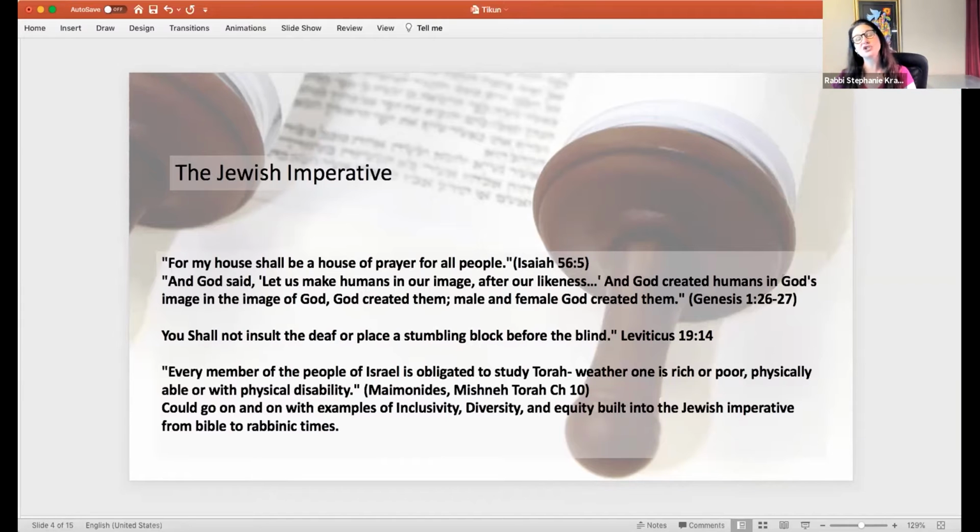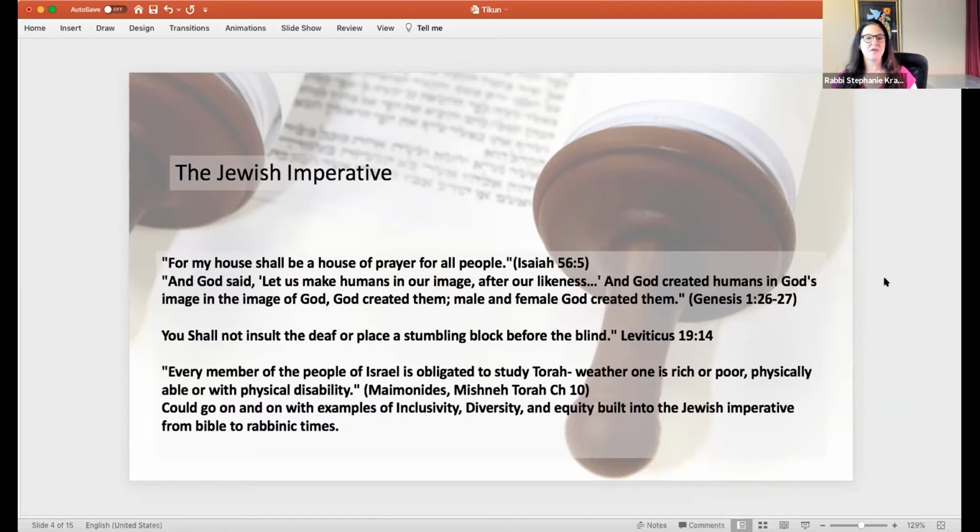And that's really how I see this, as a Jewish imperative that's built into this text, as well as a slew of other texts, more texts than we could possibly go over tonight. So I'm just going to highlight a few texts on the reasoning behind why I think this is such a Jewish value and built into the DNA of Judaism. So one comes from Isaiah. It says, "For my house shall be a house of prayer for all people." All people being the key phrase there.